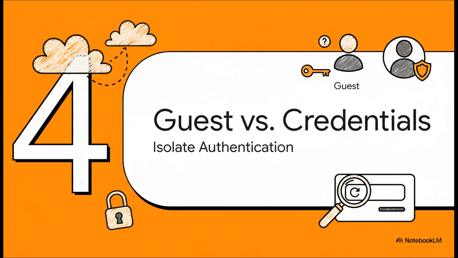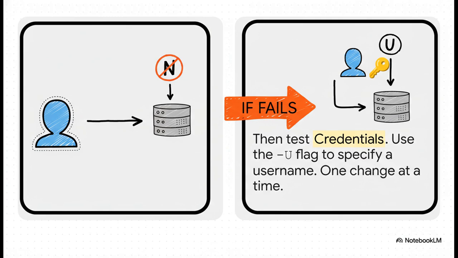Okay, but what happens if you followed all 3 rules, you've copied it, there's no slash, the case is perfect, and it's still failing? Okay, now we can look at one other thing, and only one, authentication. It's time to isolate that variable. The key is to test one thing at a time.